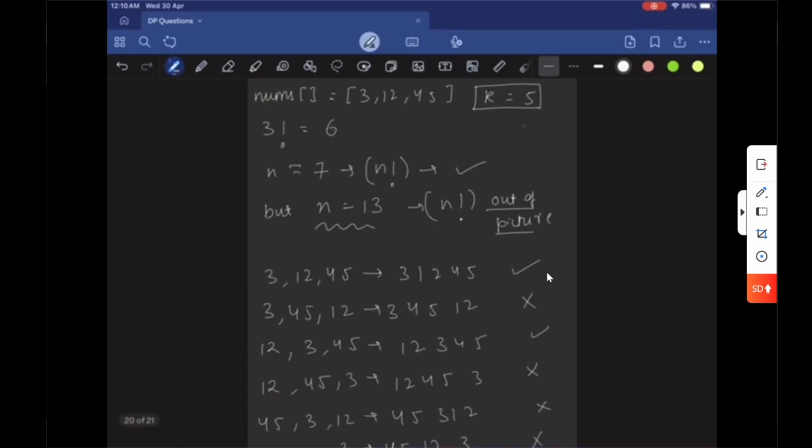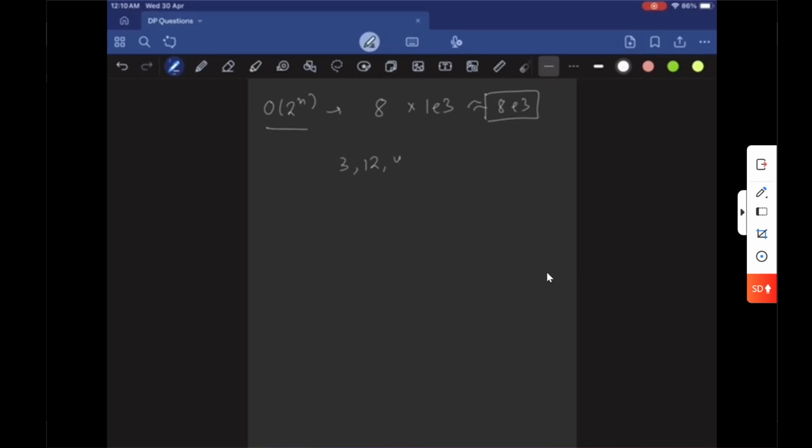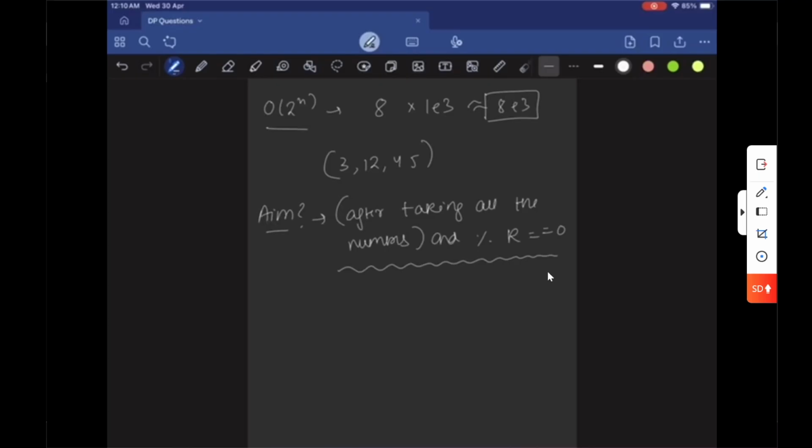However, let us first take this example only, which is 3, 12, and 45, right? So what is my aim? Let us write the aim: after taking all the numbers and modding that number with k, I should have a zero. Very interesting. So it is okay, right? This is the thing that we are thinking. This is my aim.